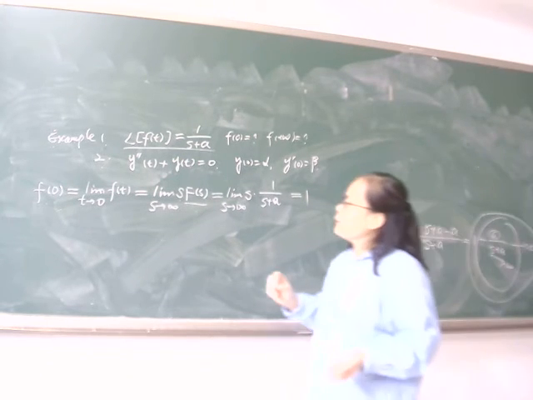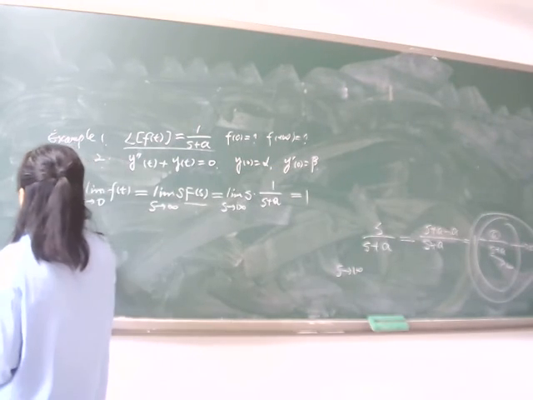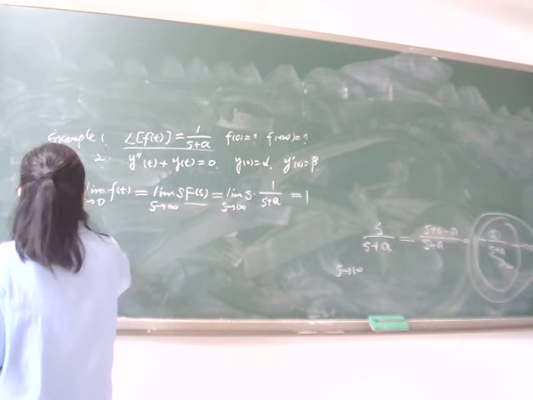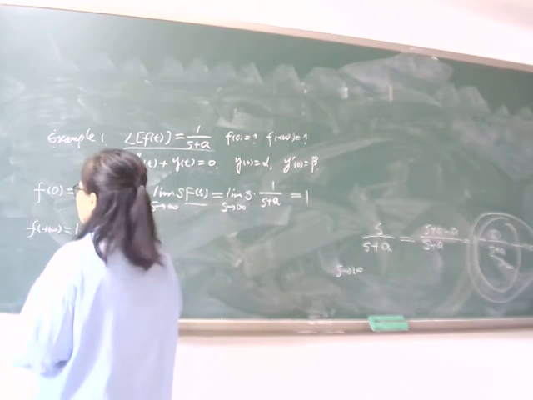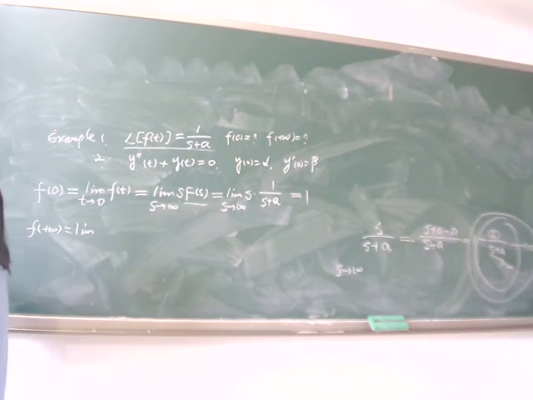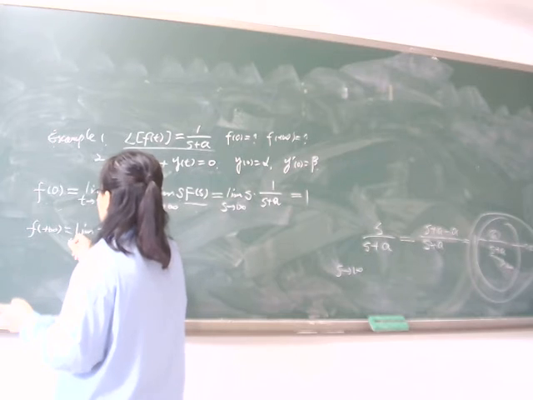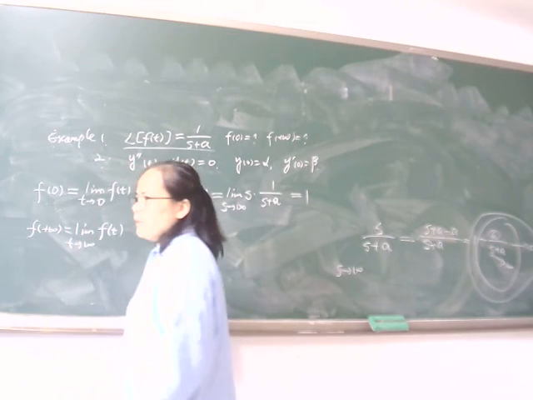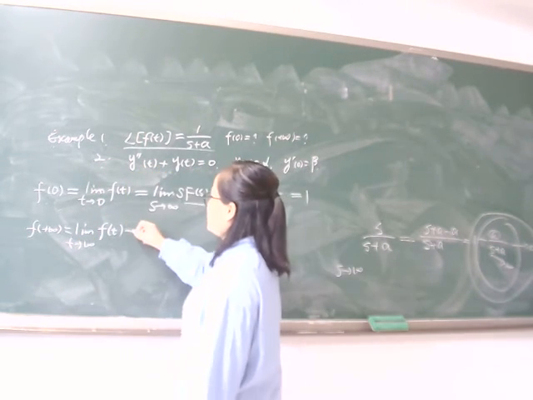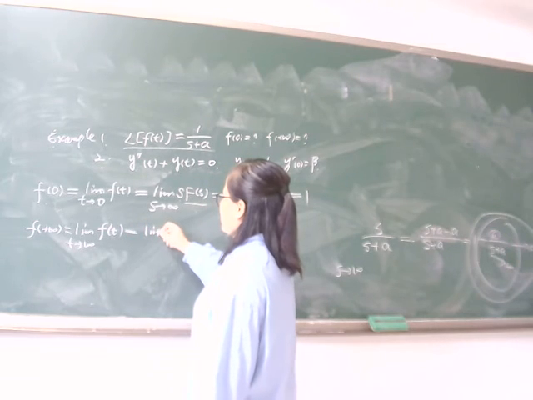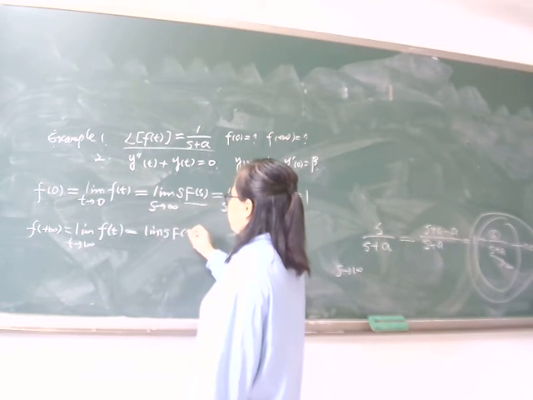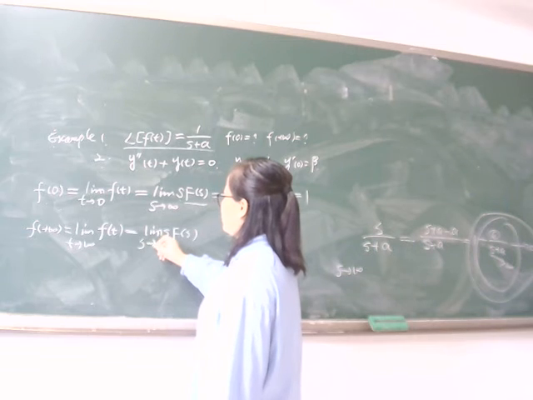And then F(infinity) equals what? This is F(t), and this limit is t tends to infinity. That is F(t), with t tending to infinity. Now it is equal to s F(s), where s tends to 0.